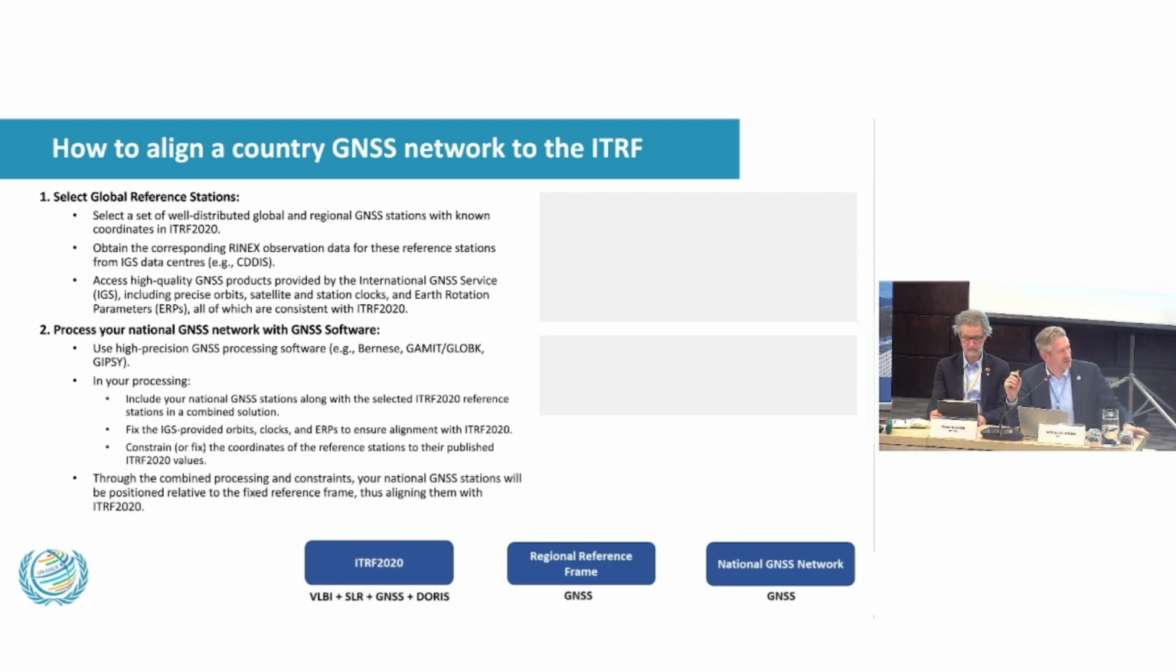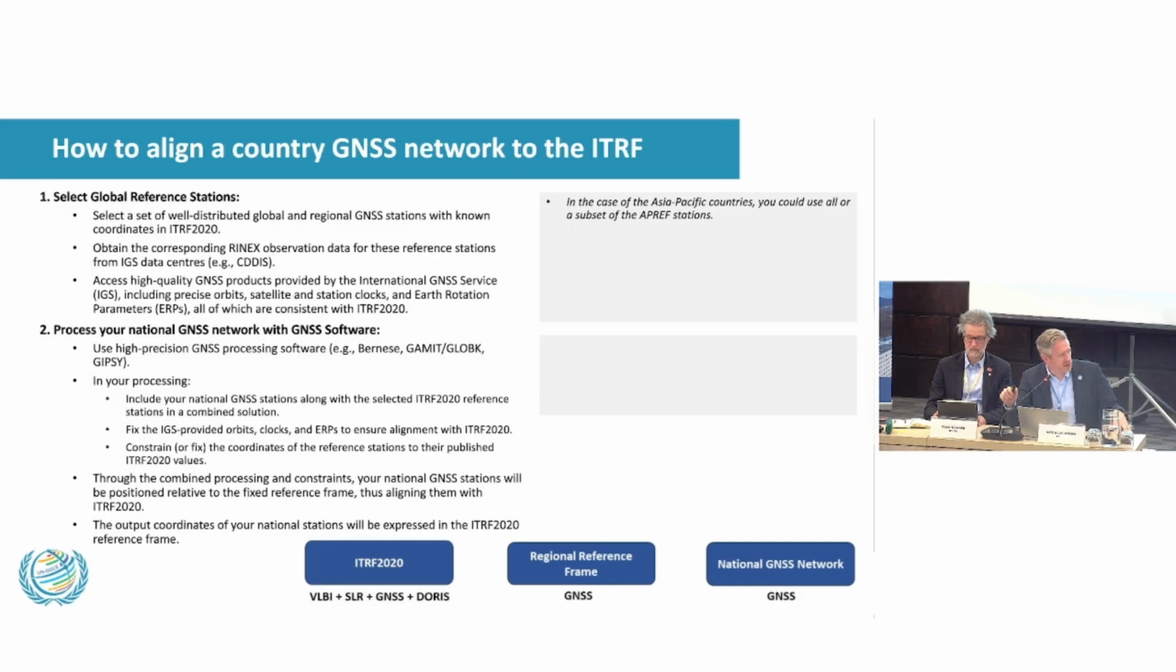This is all done by the software. So through that combined processing and constraint, your GNSS stations will be positioned relative to the fixed reference frame and aligned with ITRF 2020 at some epoch. And your outputs are therefore coming out expressed in ITRF 2020. And there's some notes there that I'll skip over for now. It gives you a bit more detail for later on.